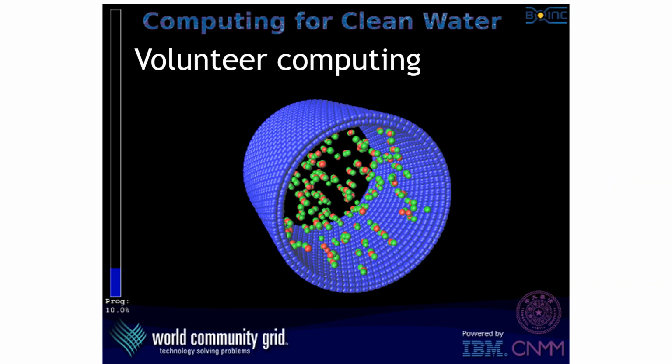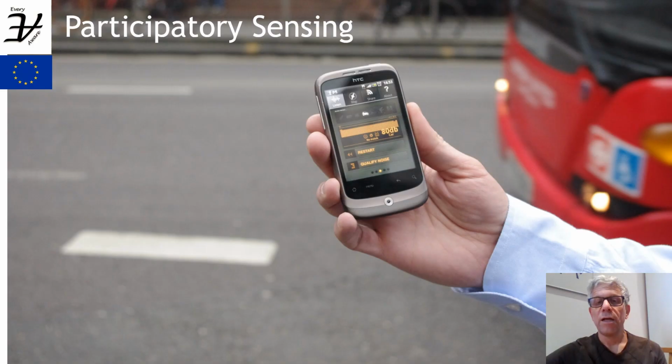In citizen cyber science, we can look at tasks like this one, volunteer computing, where people download a software that allows scientists to use their computing devices in order to calculate an activity that involves nanotubes and filtering water. In community science, there are activities like participatory sensing.